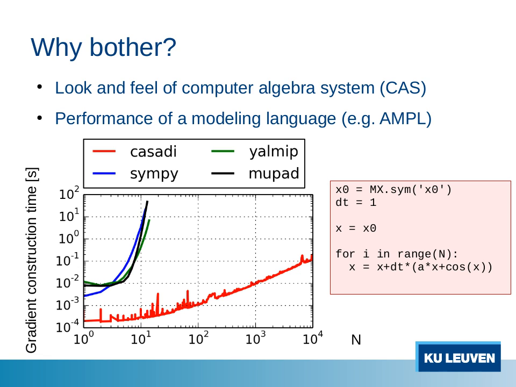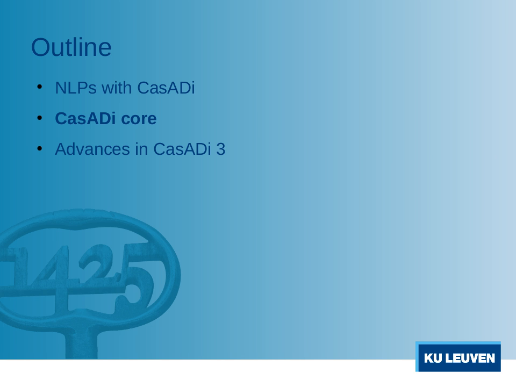If we take derivatives, in CasADi we can still achieve the linear scaling because we do algorithmic differentiation. Here you see the construction time for the gradient, and it's quite easy to do it wrong and get different scaling, as you see in the other packages. So let's move on with some internals of CasADi.